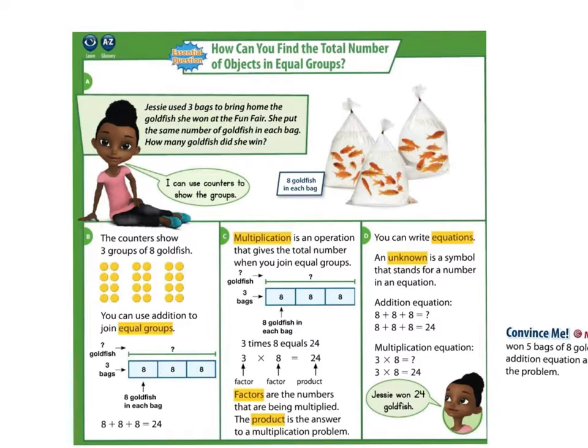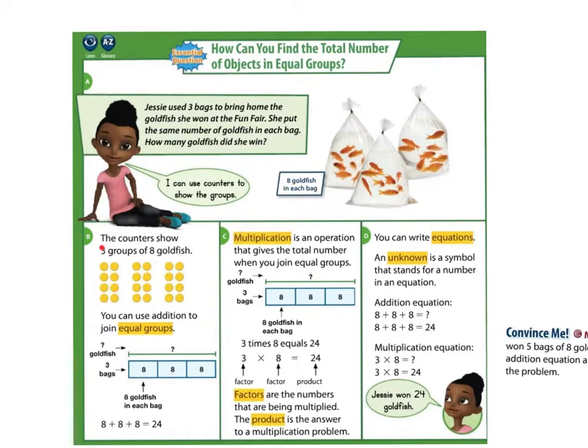So how can you find the total number of objects in equal groups? Let's look below. Jessie used 3 bags to bring home the goldfish she won at the fair. She put the same number of goldfish in each bag. How many goldfish did she win? You can use counters to show the groups. You can draw pictures. Remember, there are 3 bags. We can see our 3 bags of goldfish here. She put the same number of goldfish in each bag. Notice she has 8 goldfish in each bag.